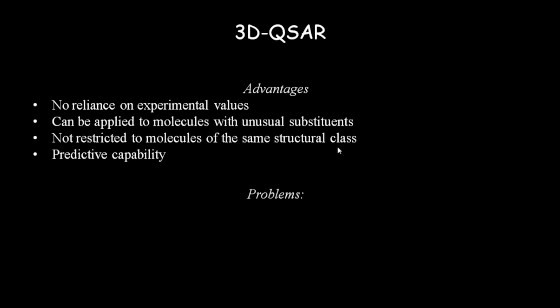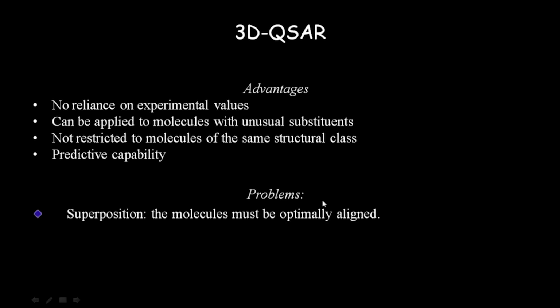So what are the problems? The molecules must be optimally aligned. That's very important, because you place one on top of another, and if they are very, very different, placing them may not be really practical. Another problem is the flexibility of the molecules, because molecules can take different conformations. If you have many rotatable bonds, that's a problem.